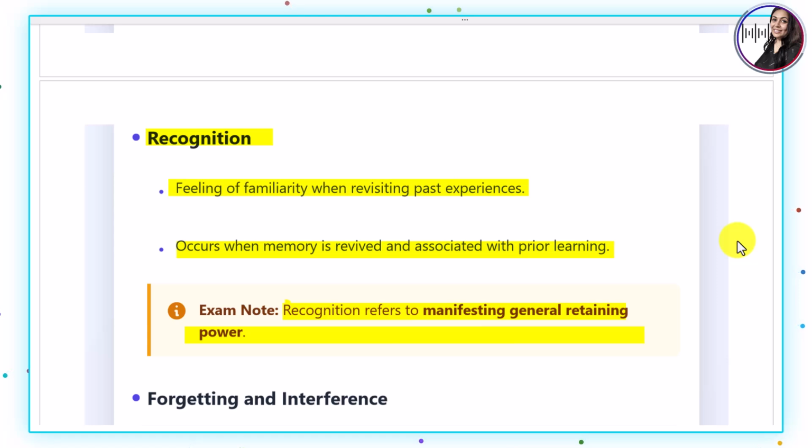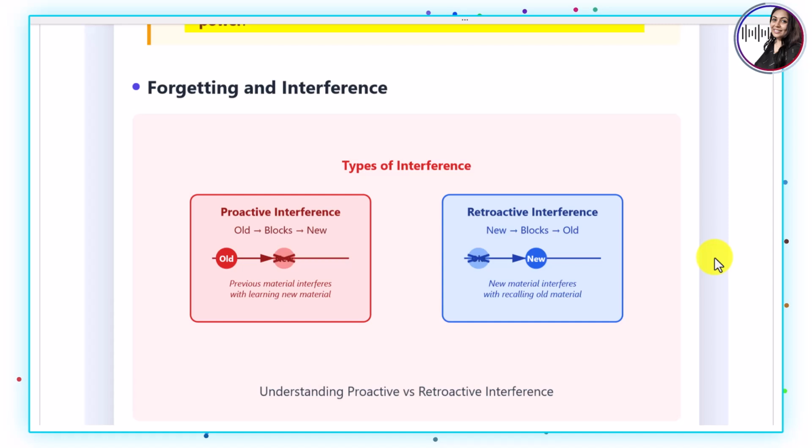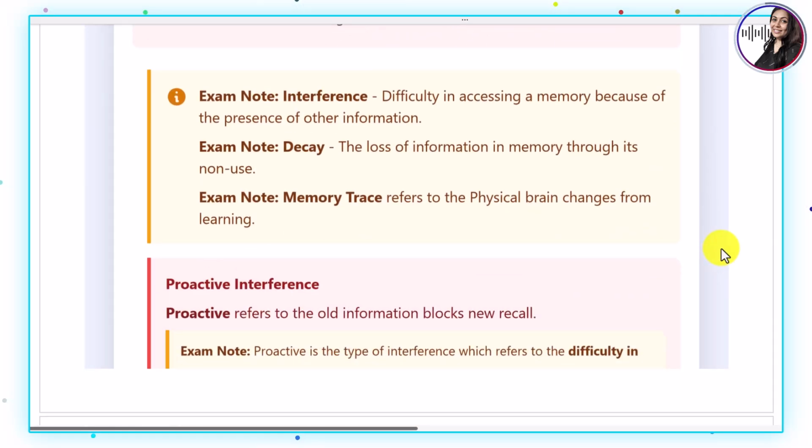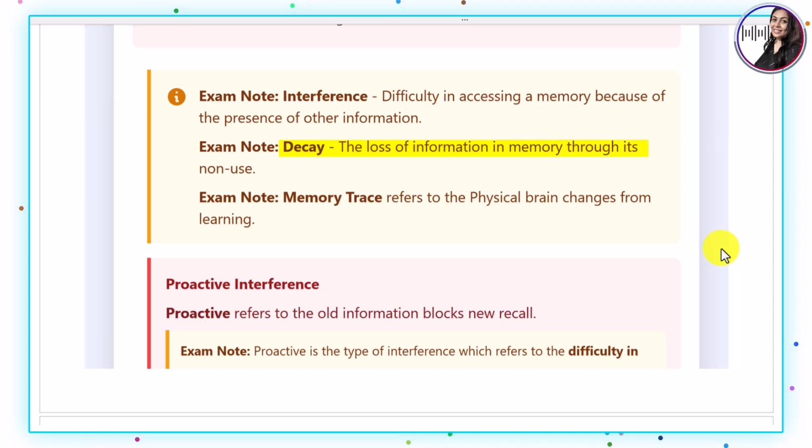Now let's turn to forgetting and interference, which explain why memory sometimes fails. One major reason for forgetting is interference, which refers to difficulty in accessing a memory because other information gets in the way. This definition has been repeatedly asked in exams. Another cause is decay, which occurs when information is lost due to non-use over time. Simply put, if memories are not revisited, they gradually fade. And this idea of decay is also an exam-tested concept.